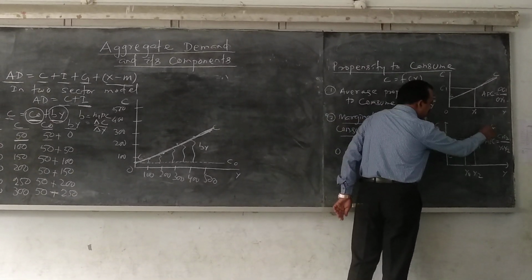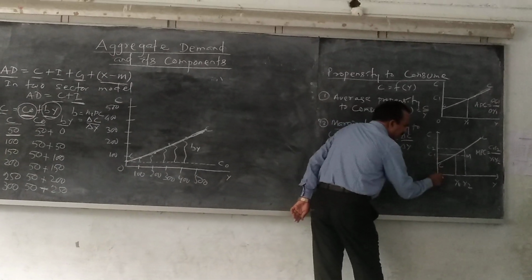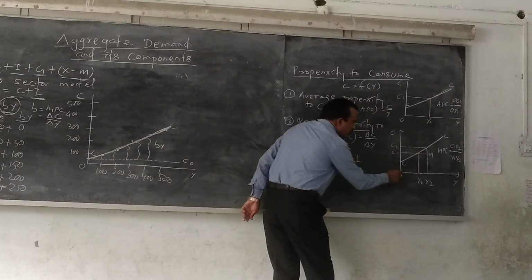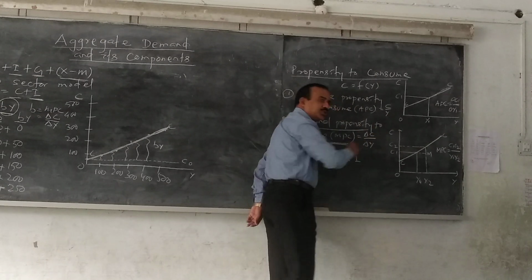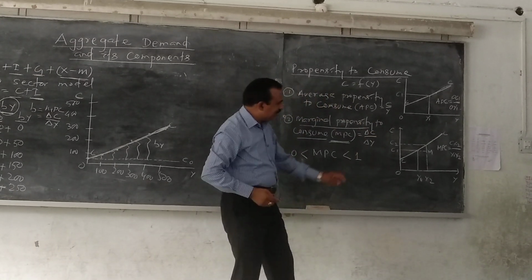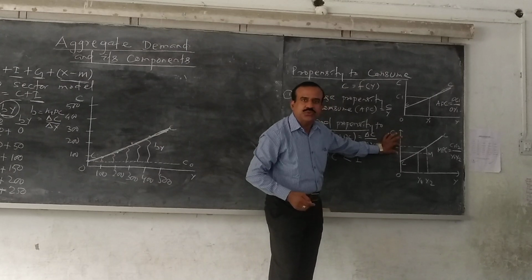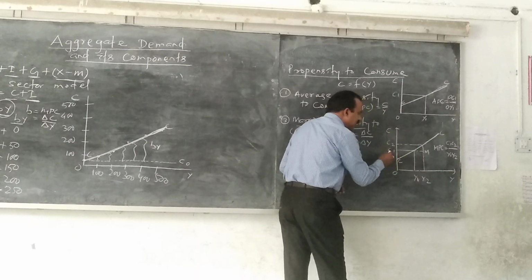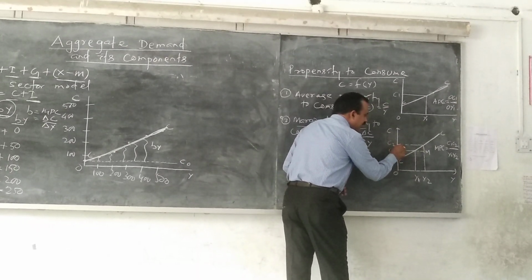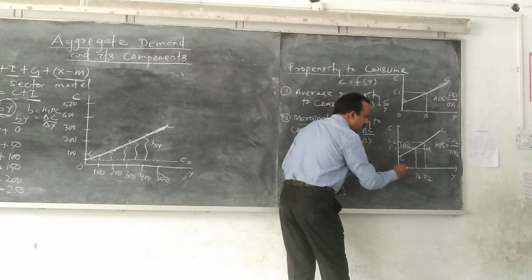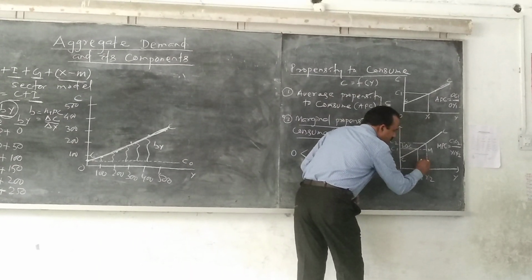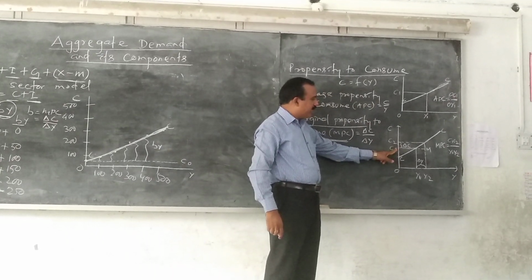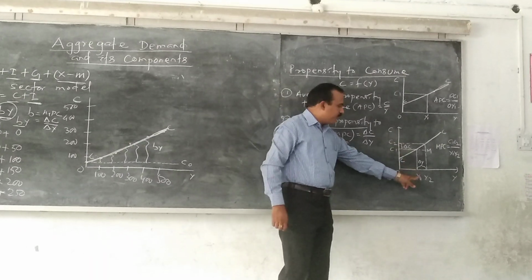In the diagram you see here, income rises from OY1 to OY2. With the rise in income, consumption also rises from OC1 to OC2. So what is the change in consumption? C1C2. What is the change in income? Y1Y2. So MPC is equal to change in consumption, delta C, divided by change in income, delta Y. MPC is equal to C1C2 divided by Y1Y2.